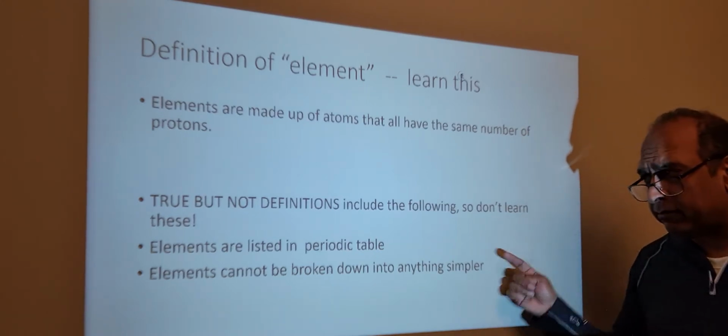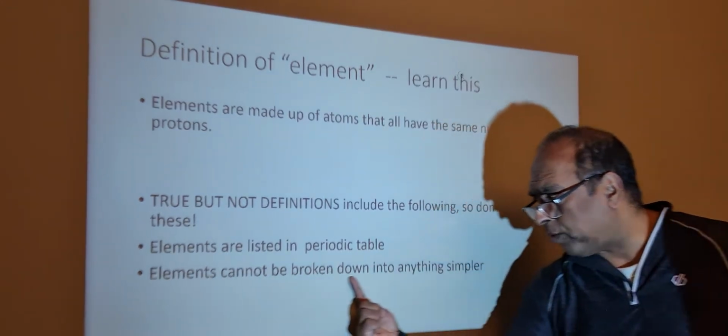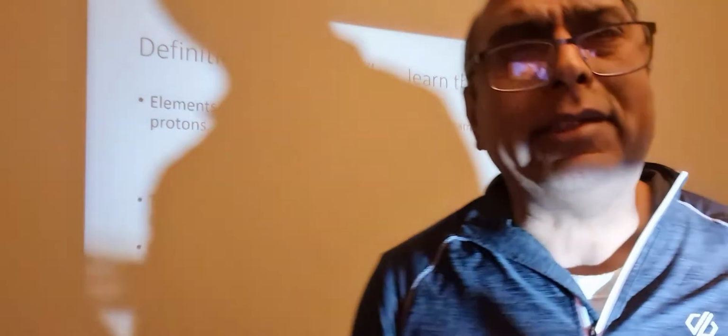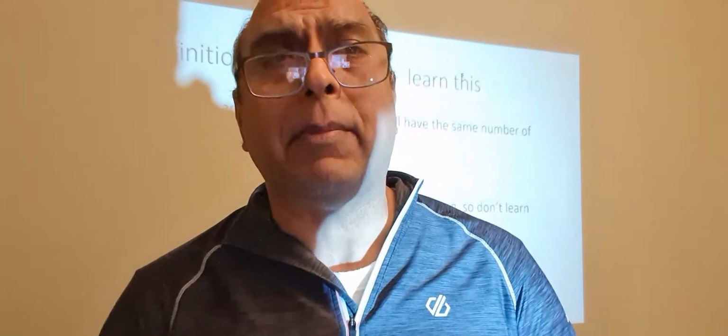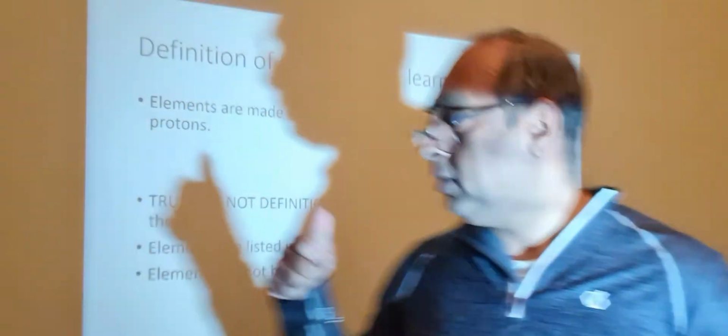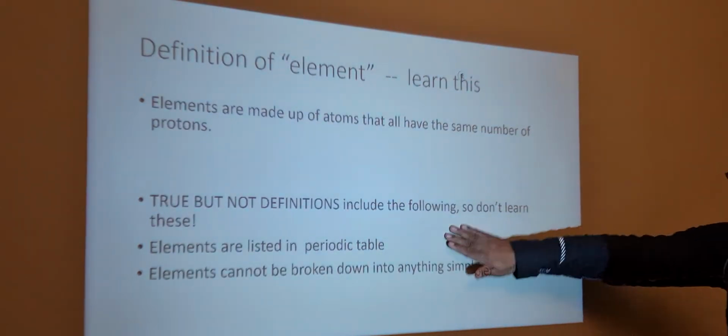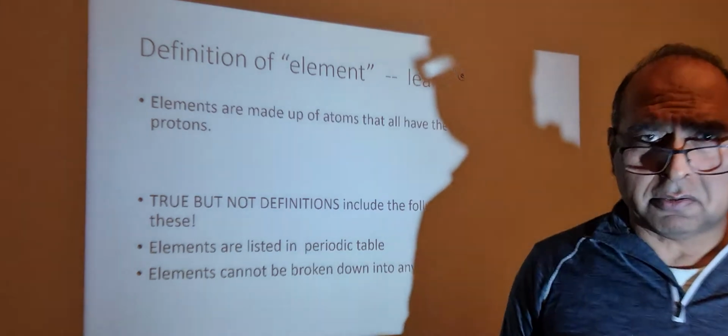It's not robust enough. Elements cannot be broken down into anything simpler. Now, it is true, if you've got an element, it can't be broken down into anything simpler. But it's not robust enough for it to be a good definition that I'm happy with you using, or GCSE is happy with you using. So learn the top one. The elements are made up of atoms that all have the same number of protons. These, just take them as statements that are okay, but not definitions.